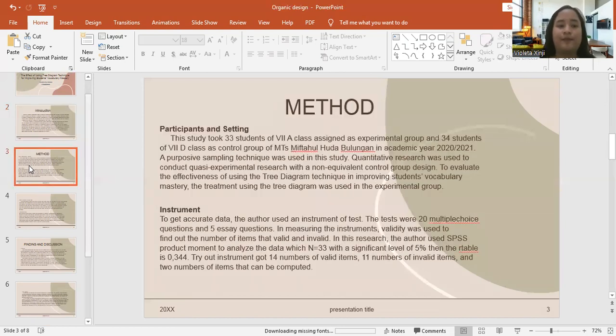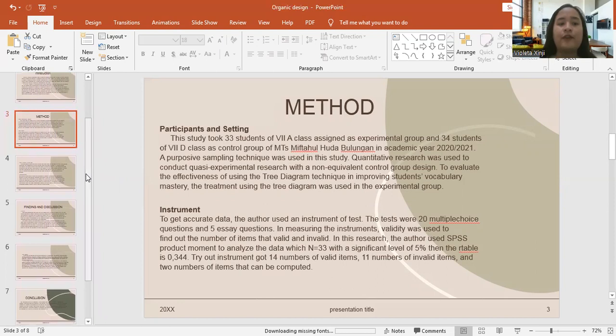Next is method. Method has four parts. The first is participant and setting. This study took 33 students of 7A class as the experimental group, and 34 students of 7D class as the control group of MTS Miftahul Huda Bulungan in this academic year. A purposive sampling technique was used in the study.